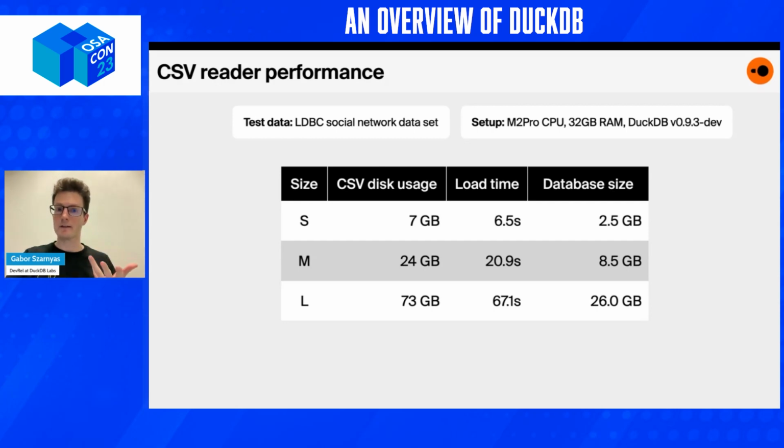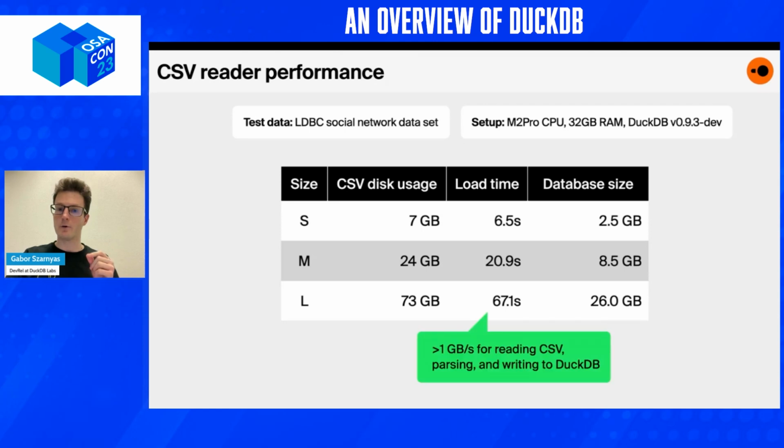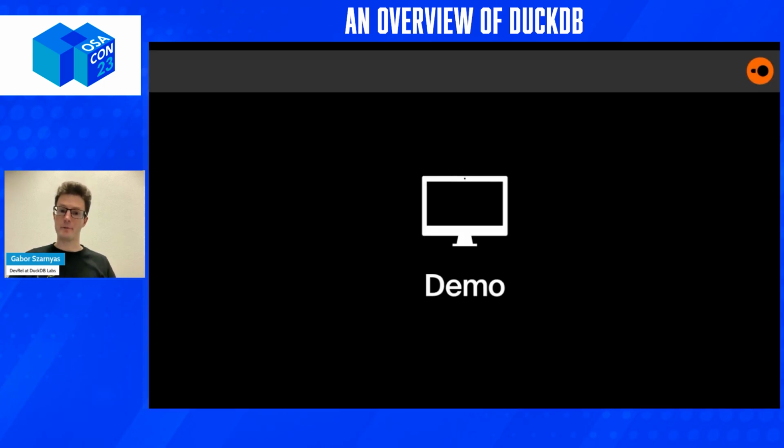You can see that DuckDB loads the data at more than 1 gigabyte per second, which includes reading the CSV, parsing it, and writing it back to a DuckDB database. The DuckDB database that we create is quite compact. DuckDB achieves roughly a 3 times compression over the CSV data that is sitting as a raw uncompressed CSV on disk. So it's demo time.